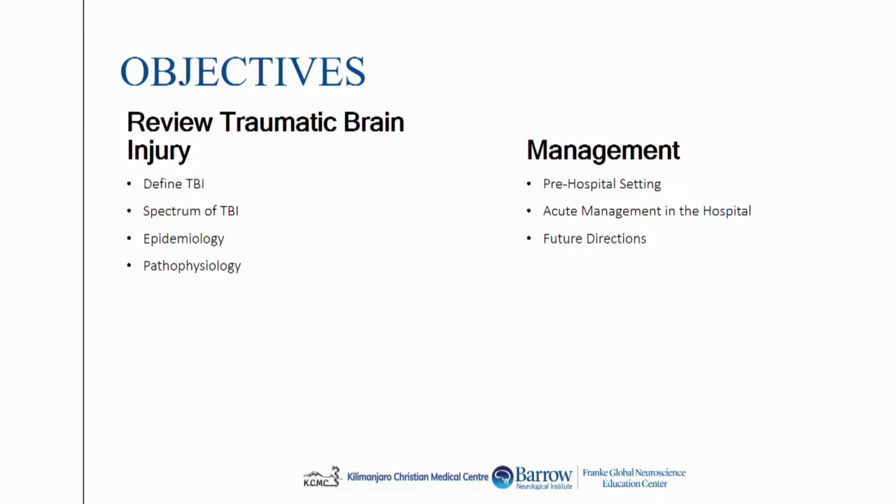So I'll do a quick review of TBI just to make sure that we're all on the same page, because speaking a common language around traumatic brain injuries is incredibly important. It is a very heterogeneous word that people use to describe a lot of different conditions. So making sure that we're speaking a common language really serves as the basis of optimizing care for these patients. And then I'll go into a little bit of the management in pre-hospital and acute hospital settings. I won't go so much into long-term management beyond just mentioning what it's there for.